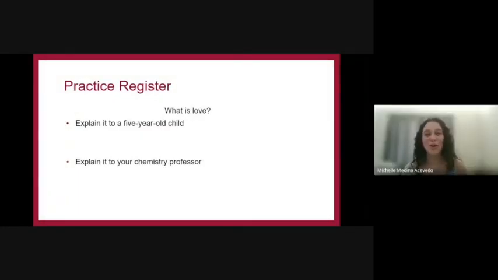Now we're going to go into a practice. So I want you to practice modulating these two types of register. So if you were given this question or this prompt, what is love? And you have to explain what is love to a 5-year-old child and to a chemistry professor. So let's first explain how we can describe a 5-year-old child and how we can describe a chemistry professor. So what are some characteristics of a 5-year-old child?